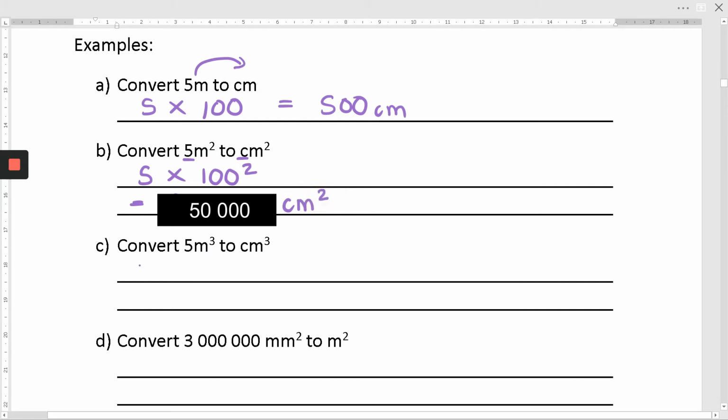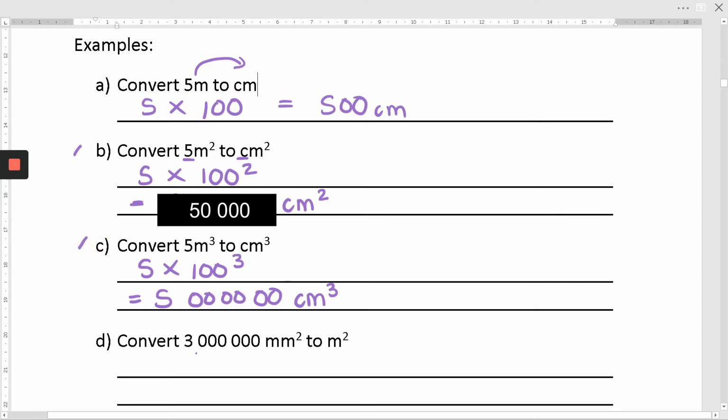The next one is a volume conversion. And here I'm going to take 5 and I'm going to multiply by 100 to the power of 3. So I'm essentially adding 6 zeros. So it's going to be 5 million units, centimeters cubed. You'll notice that it gets incredibly big when we are converting from a big unit to a smaller unit and the units are squared. So there it's very big, here it gets even bigger.